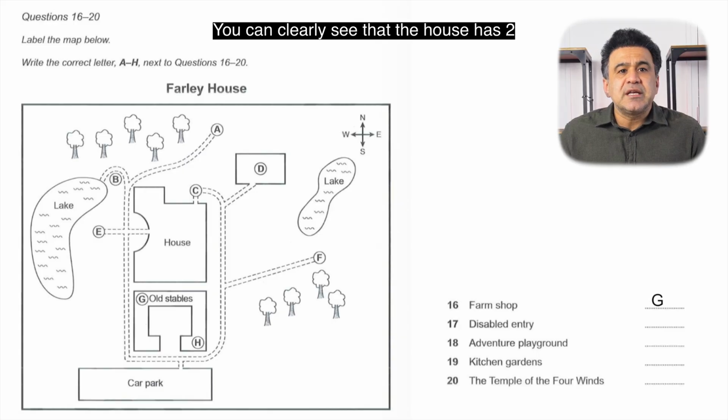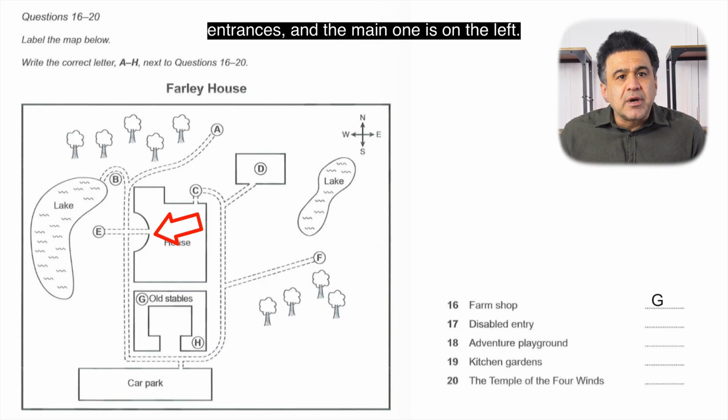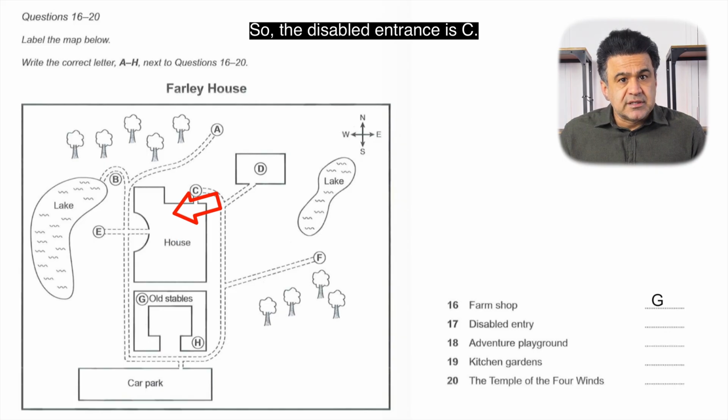You can clearly see that the house has two entrances and the main one is on the left. So the disabled entrance is C.